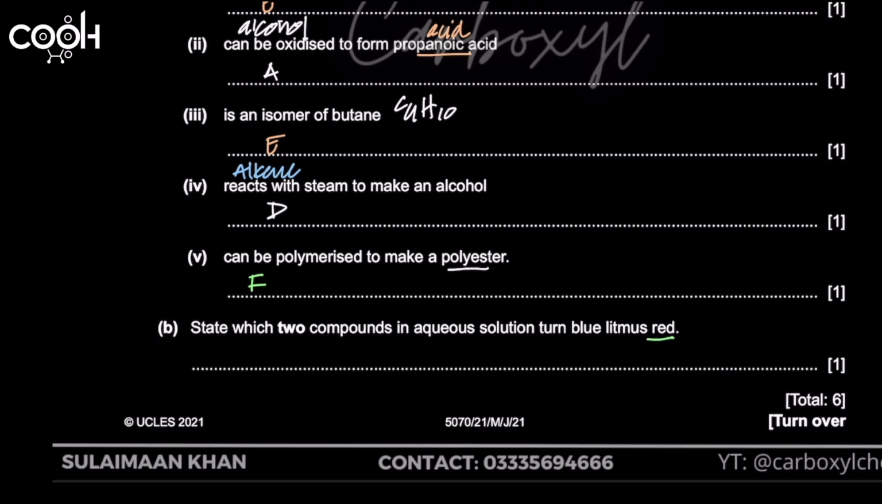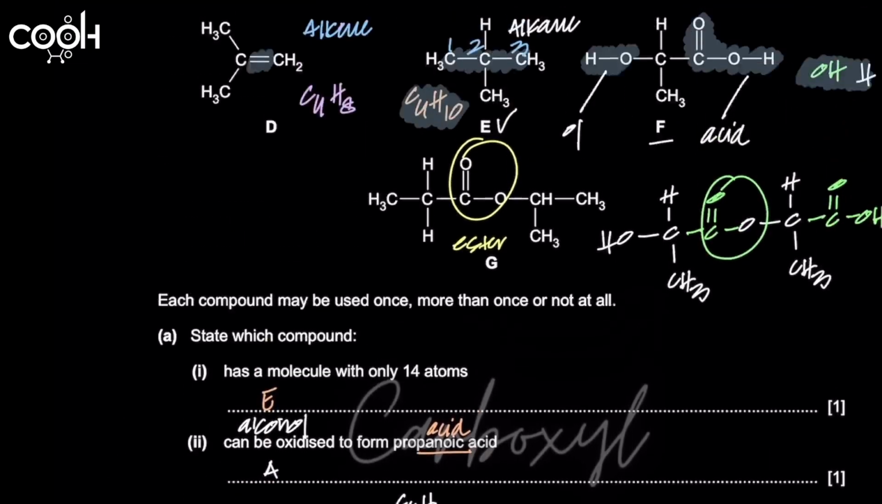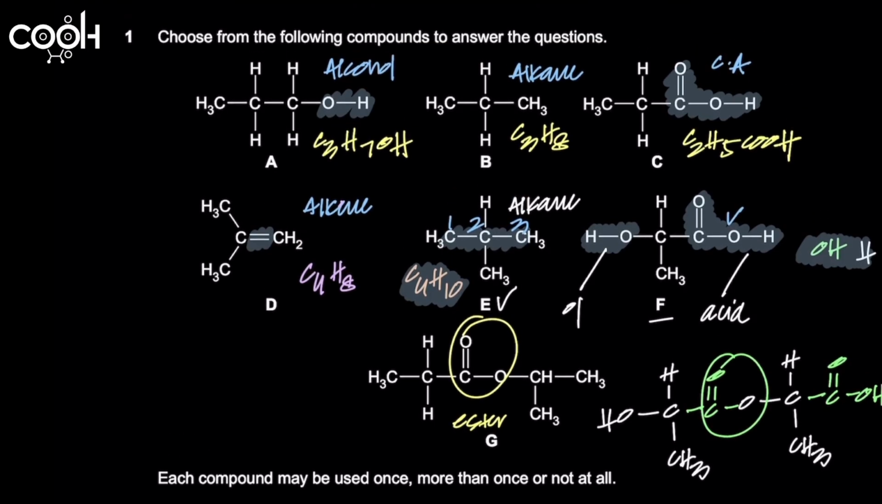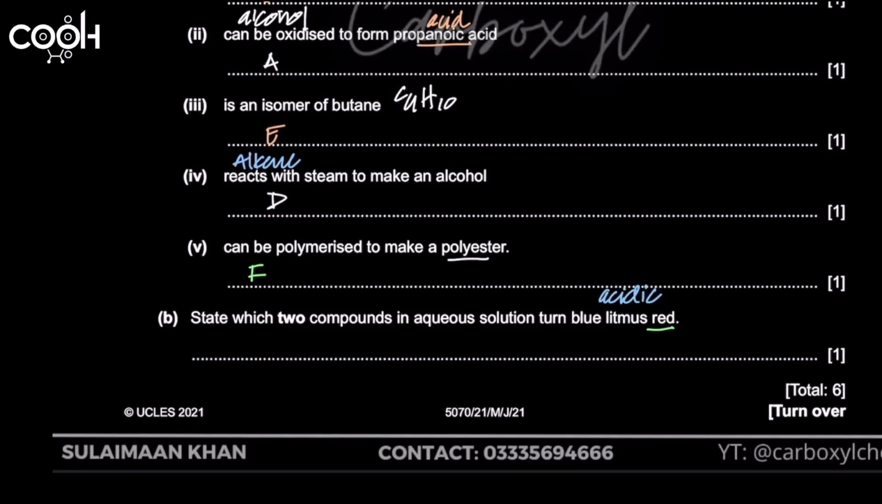If it turns the blue litmus red, it must be acidic. So it must have the acid functional group in it. So which two compounds? Obviously, it's your F, because it has the acid functional group, and it's your compound C. So it's F and C. So that's how you need to go about these questions, right?